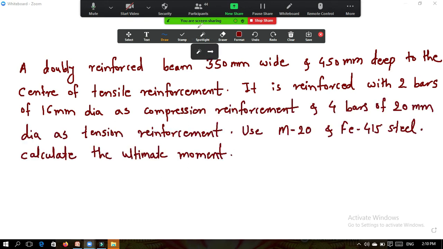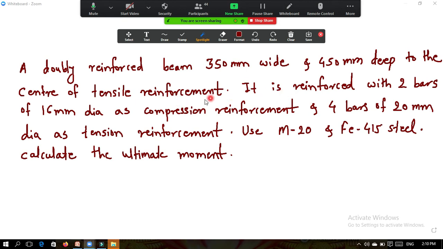Okay, so now this is the given problem. I will read it for you. A doubly reinforced beam 350 mm wide and 450 mm deep to the center of tensile reinforcement. So this 450 mm deep is up to the center of tensile reinforcements, means what? Effective D is given to you. They are not talking about overall depth here. Effective depth is directly given to you.